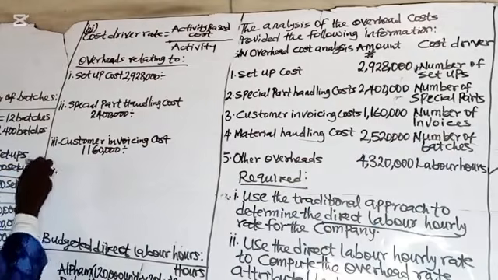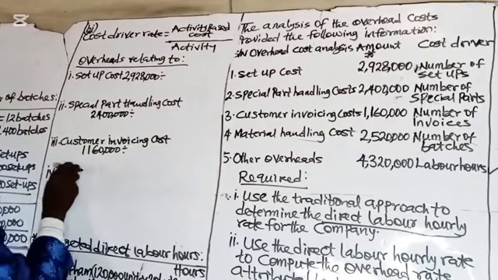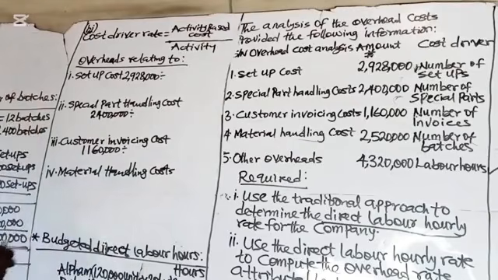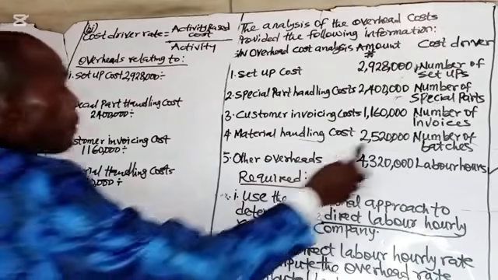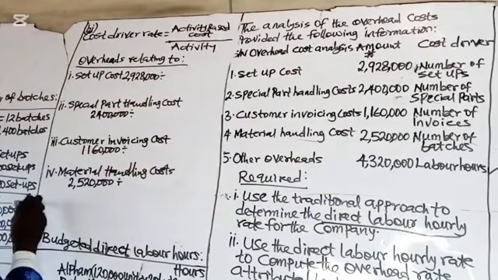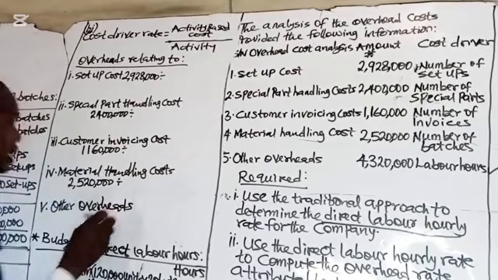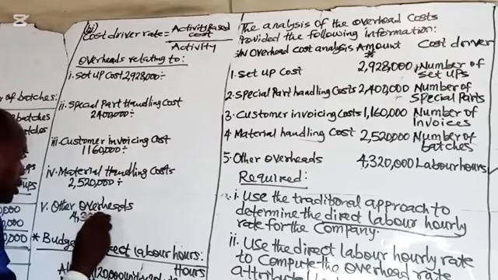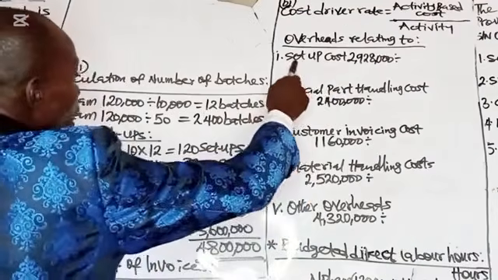Number 4 is material handling cost, which is 2,520,000. 2,520,000 divided by, you have to use the number of batches. And the fifth one is other overheads, which amounted to 4,320,000. 4,320,000 divided by, you have to use labor hours for other overheads.